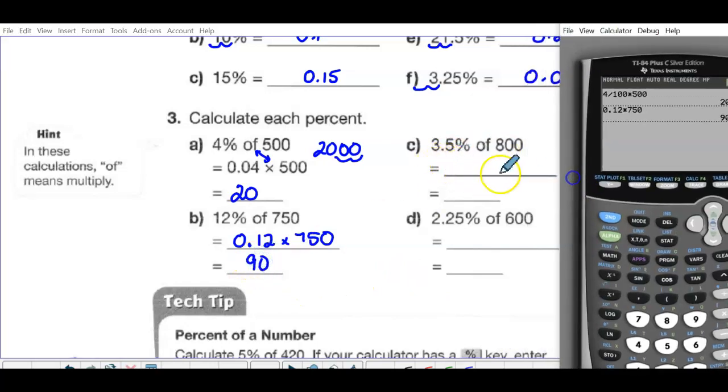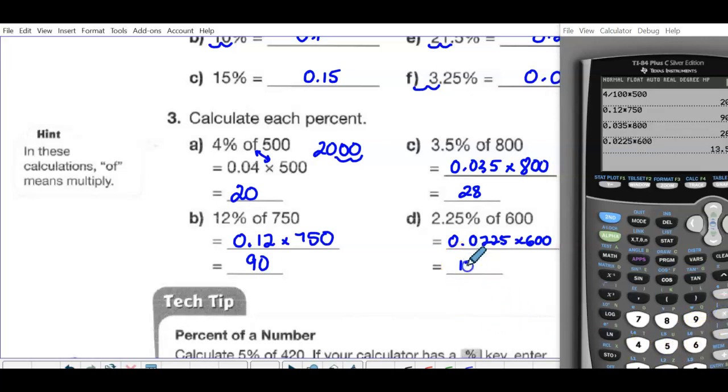Then this will be 0.035 times 800. So 0.035 times 800, 28, and then 0.0225 times 600 is 13.5.